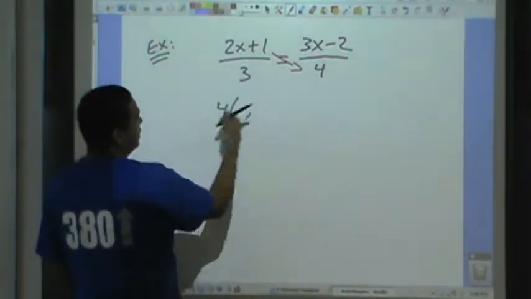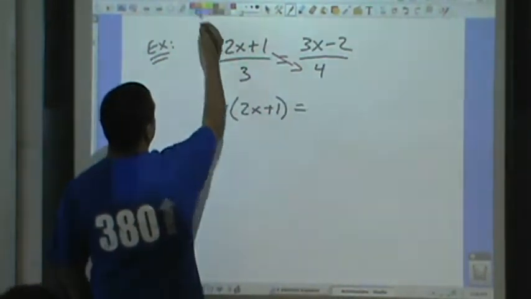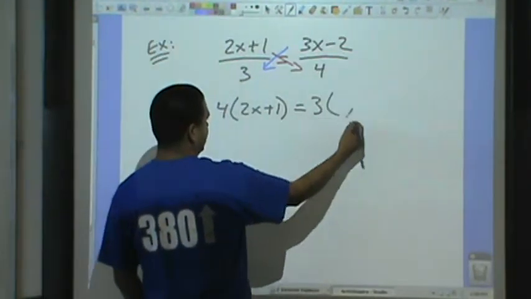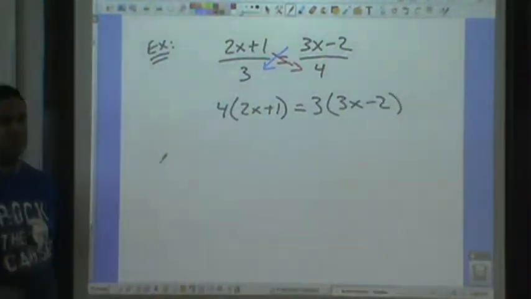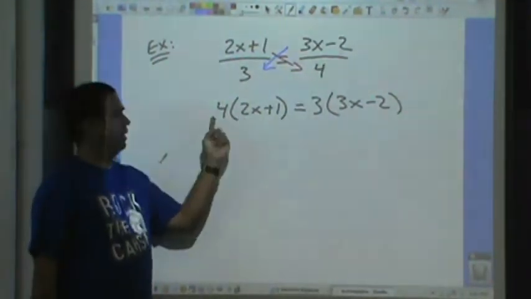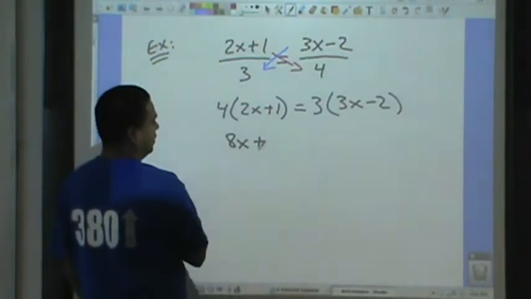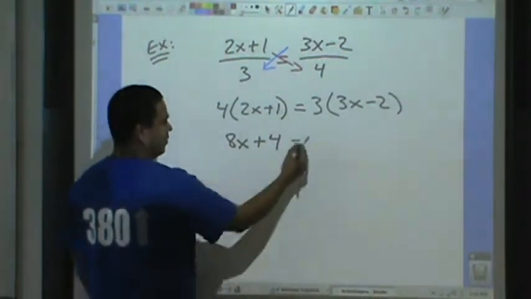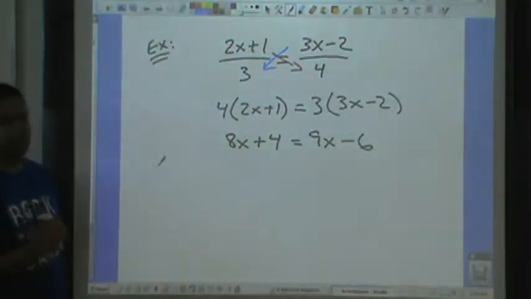We have 4 parentheses, 2x plus 1, equals 3 parentheses, 3x minus 2. Excellent. That wasn't scary, was it? We still just cross multiply. And parentheses, what do we have to do? Distribute. So we get 8x plus 4. Don't forget to multiply the 1. Equals 9x minus 6. And then what should we do?